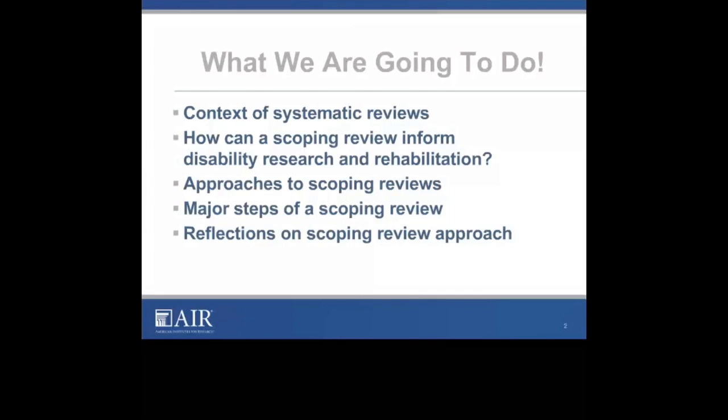Here's an outline of what we are going to do for this session. Our purpose first is to give you a little bit of an overview on the entire landscape of systematic reviews. We will then talk about the role of the systematic review methodology for disability and rehabilitation research. We will cover some of the major approaches to scoping reviews, talk a little bit about the major steps that are involved in a scoping review, and then we want to end with the potential pitfalls, the pros and cons, some of the issues that we need to be aware of before considering the scoping review approach, and this is covered under reflections on the scoping review.